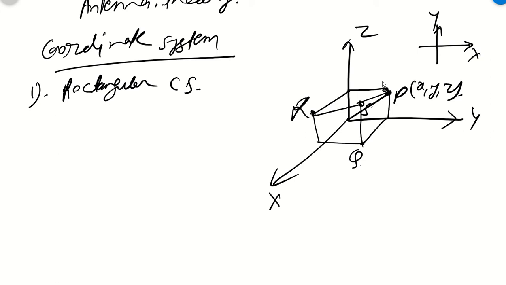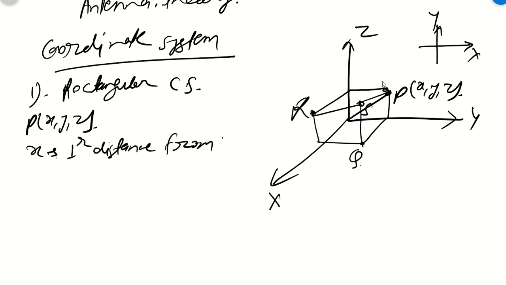So P is (x, y, z). What does x represent basically? It is basically a perpendicular distance from the YZ plane.